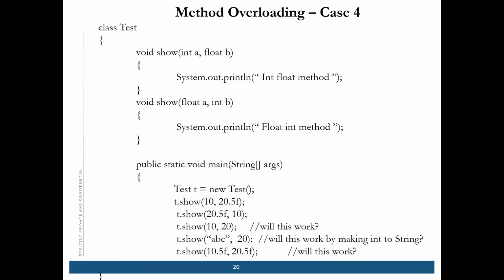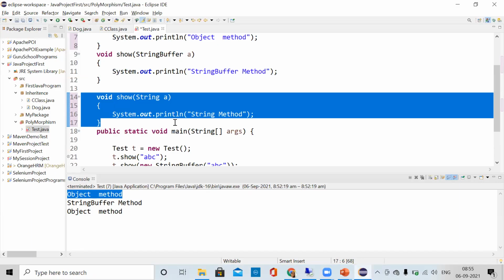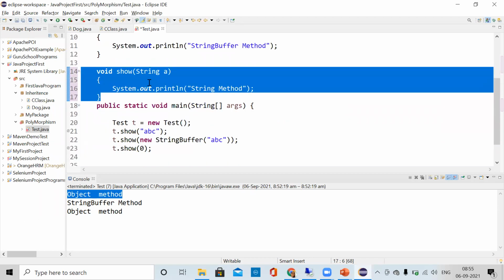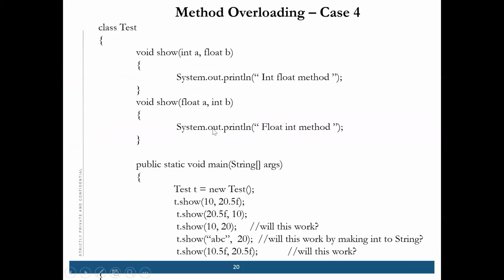No. And then the next one. Will this work? This will also not work. We'll just see in practical, because we have just seen that float integer cannot be called in automatic promotion.